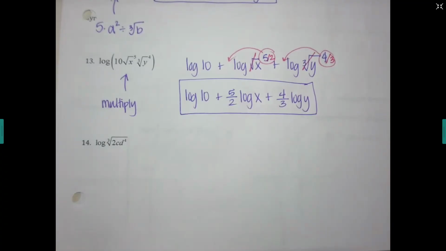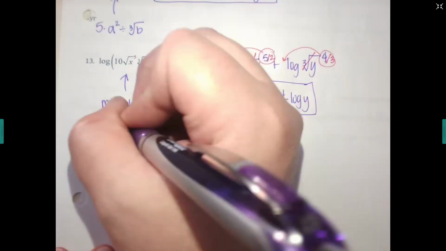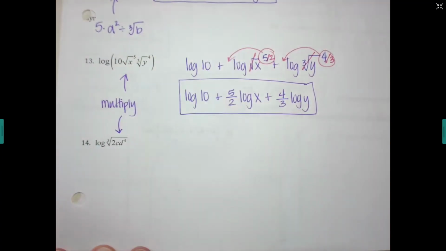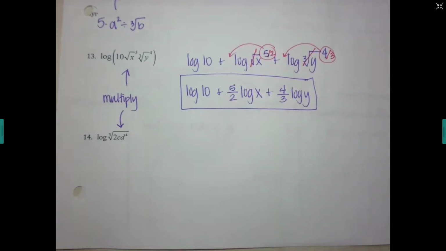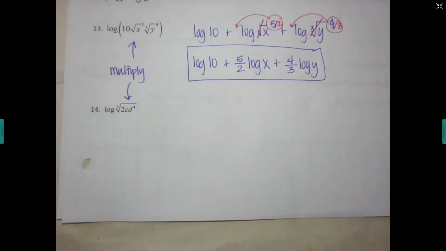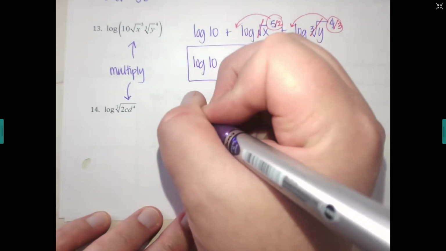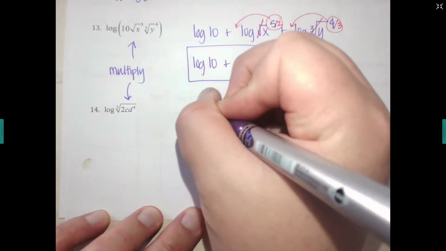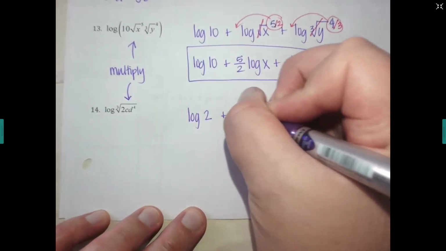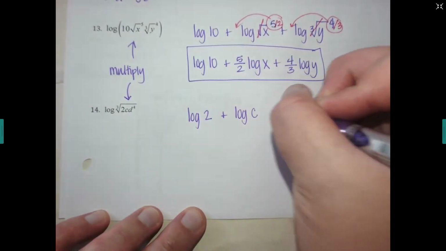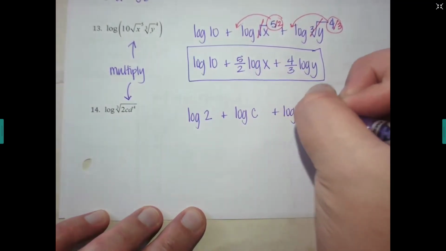All right, let's do the next one. First question, what's the operation on the inside? Multiplication or division? Okay, all multiply means all plus. So I'm going to have log 2 plus log c plus log d to the 4.